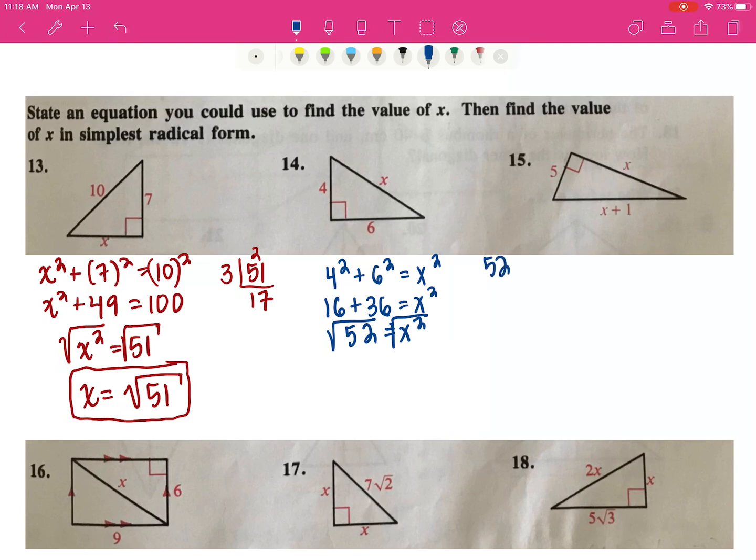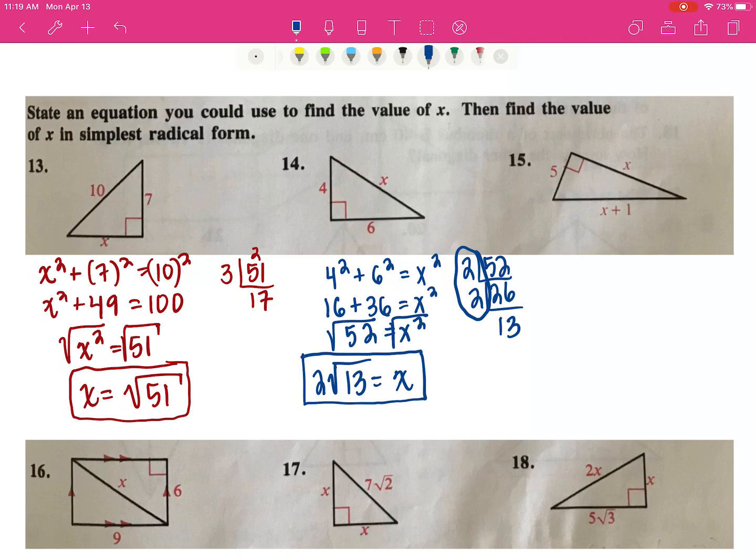I need to break down 52. 2 goes into 52 26 times. 2 goes into 26 13 times. I do have a pair of 2's. We're looking at square roots, so we're looking at pairs. So I'm going to have a 2 on the outside of the radical, and then 13 is left over. So 13 goes inside the radical. So our value of x is 2 times the square root of 13.